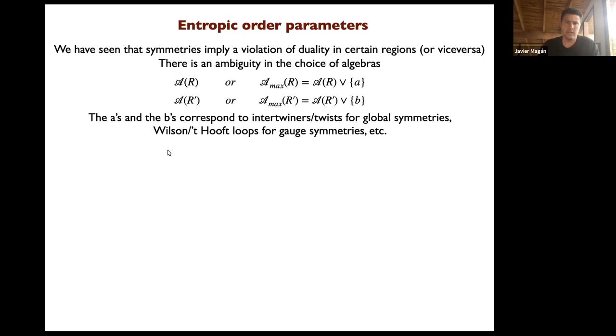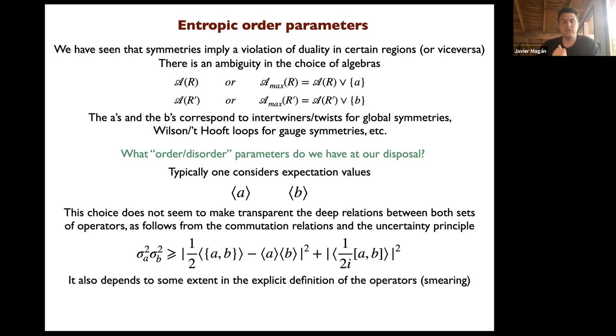But the question I want to ask now is what order disorder parameters do we have at our disposal? Typically, in the usual operator approach, one considers expectation values of the order disorder algebra, and of course studies them in the state of interest. But from our point of view, this choice does not seem to make transparent the deep relations between both sets of operators, as follows from the commutation relations and the uncertainty principle.